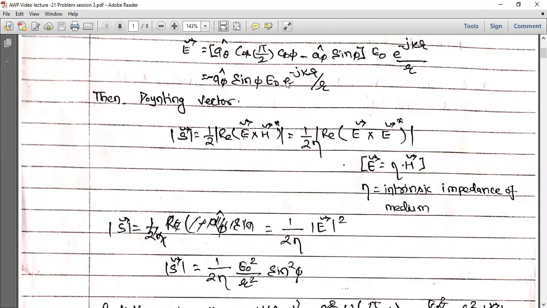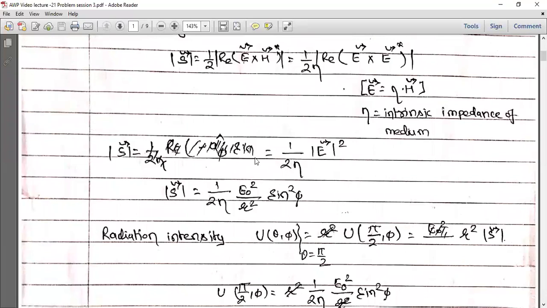But the magnitude of e to the power minus j kr, we know very well from Euler's identity, is cos kr minus j sin kr, and the magnitude is the square root of cos square kr plus sin square kr, which is 1. So the magnitude of the electric field phasor is given by E0 upon R sine phi, and we have to take the square of this magnitude. That's why we have E0 upon R sine phi whole square, which is equivalent to this particular expression. Hence, the time average power density here is given by this expression.